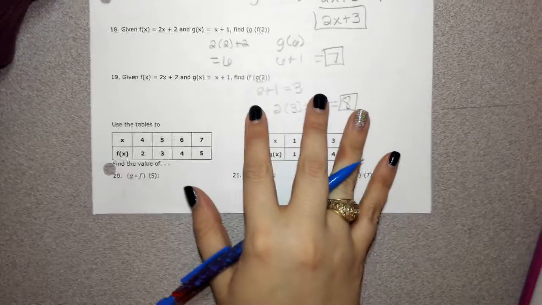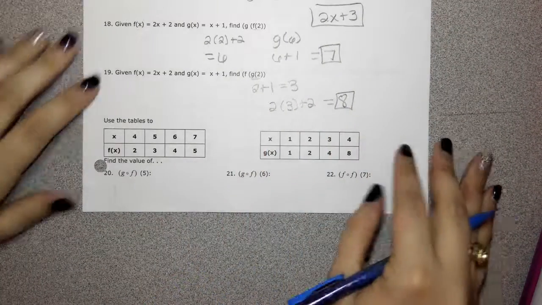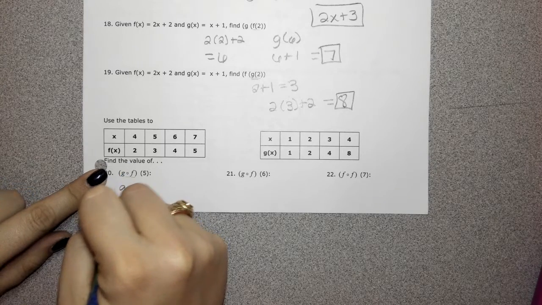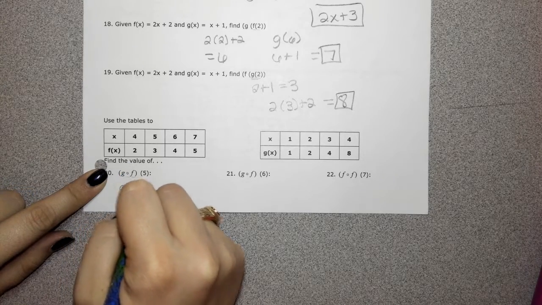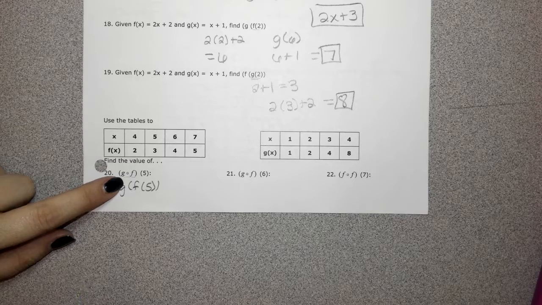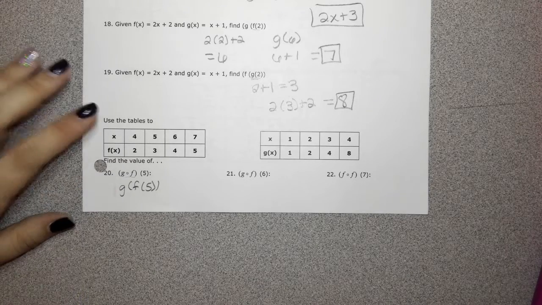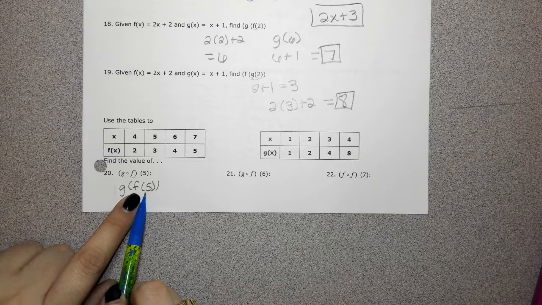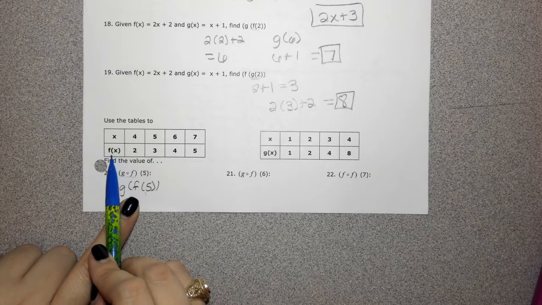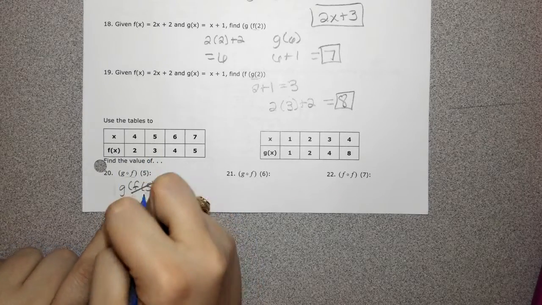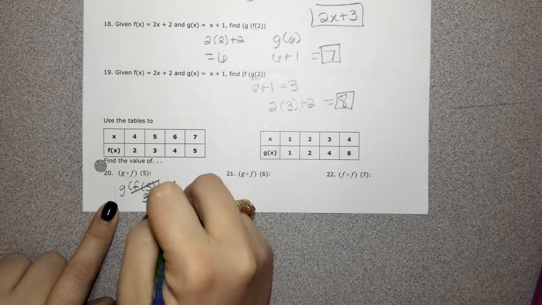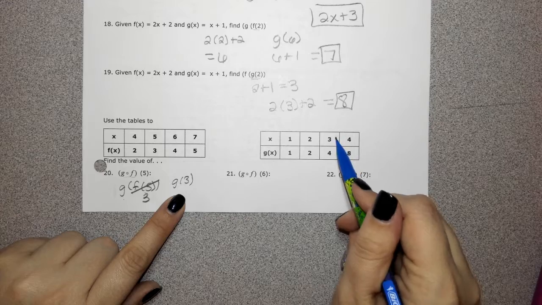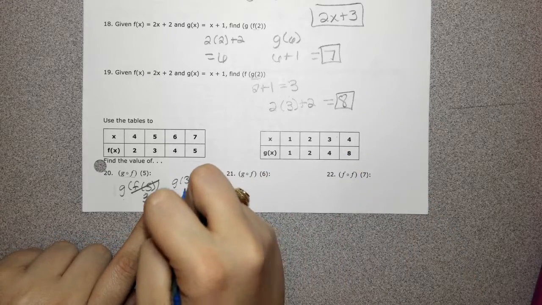These are the last few problems that you have to focus on, so pay attention here. Remember, this right here means the same thing as g of f of 5. Okay, all that circle means is composition. It's just telling you, hey, set up those parentheses like we've been doing. Start from the inside, so f of 5, so I go where x is 5 for my f of x table, and that is 3. So now I have g of 3. Go to my g of x table, 3, and then my answer is 4.